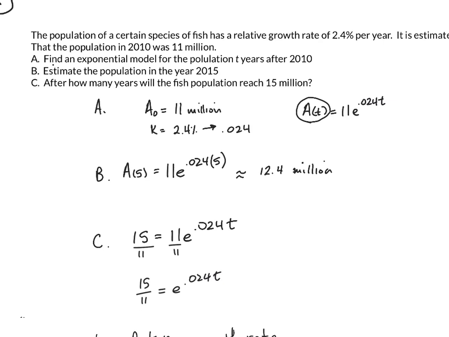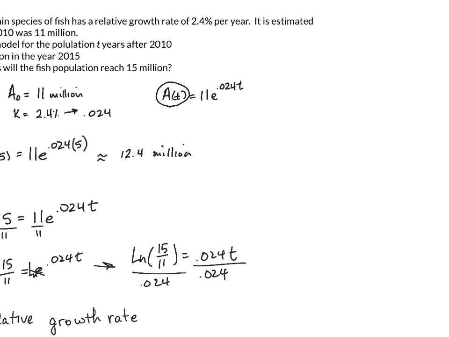Now to solve for t, we need to cancel this base. And so we need to use a logarithm that has the same base. In this case, it's going to be a natural log. So we have natural log of 15/11 equals 0.024 t. Then to solve for t, we can divide by 0.024. T is equal to the natural log of 15/11 divided by 0.024.